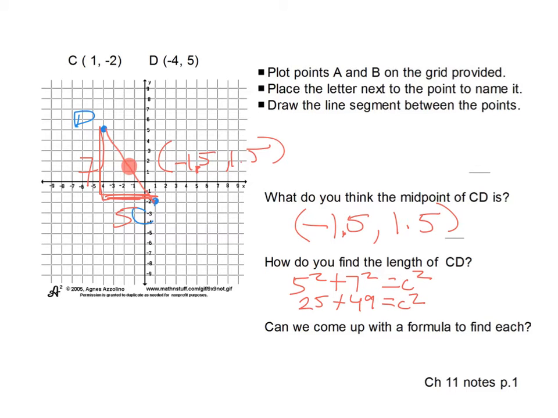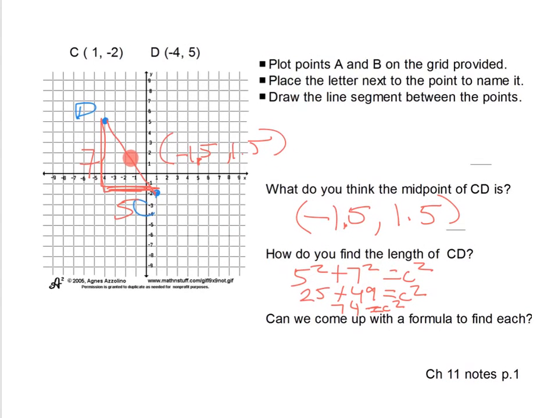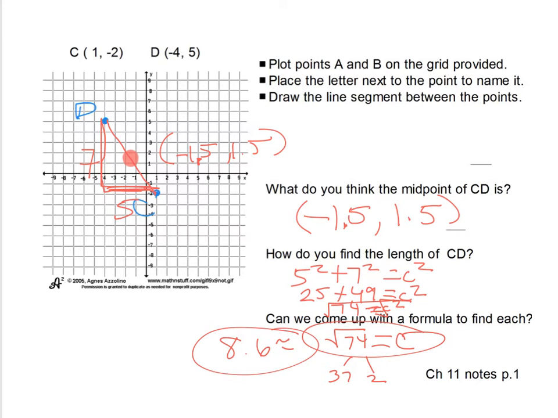In other words, 74 equals c squared. So when I square root both sides, I can either write my answer as square root of 74, because it does not reduce. That's 37 and 2, and it doesn't break up anymore, so no pairs to take out. You can write it just like that, or you can write 8.6 as an estimation for the value of the length of CD.